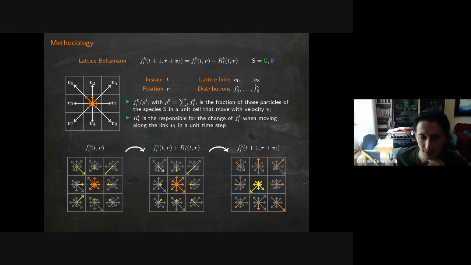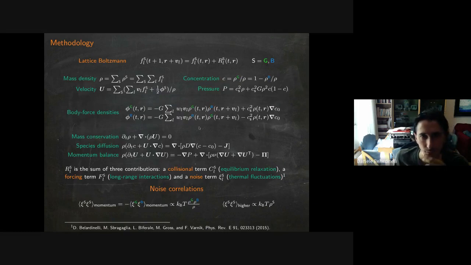So in our case, S can be the green species or the blue species, but in principle, you can have more than two species. But the hydrodynamics is recovered by suitably defining the relevant fields in terms of the Lattice Boltzmann distributions. In particular, in the expression of the velocity, there are corrections due to the body force contributions of this form.